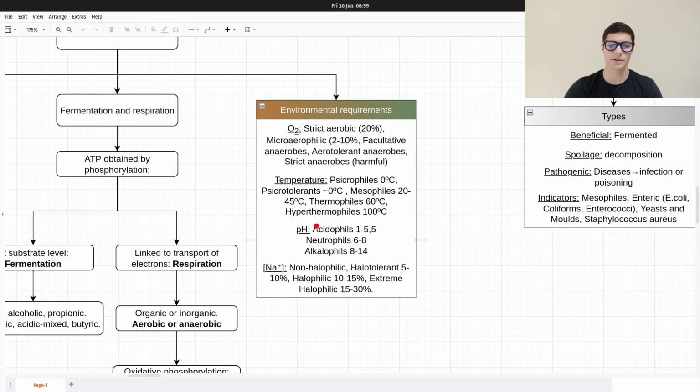In terms of pH, we have the acidophiles from 1 to almost 6, then the neutrophiles from 6 to 8, remember the neutral is 7, and then the alkalophiles from 8 to 14. In terms of sodium concentration, we have the non-halophilic that hate sodium, the halotolerant between 5 and 10% of sodium, the halophilic between 10 and 15, and the extreme halophilic between 15 and 30.